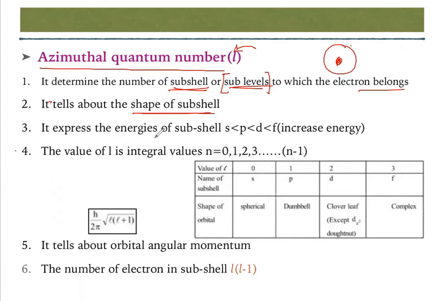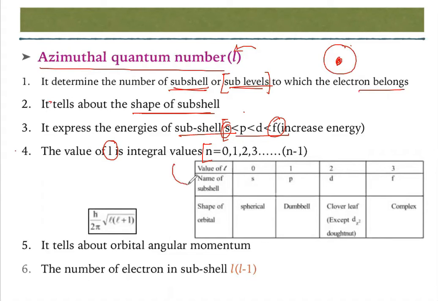Next, it expresses the energy of the subshell. The subshells are S, P, D, F, and you have to remember them. If you arrange the subshells according to their energy, F has the highest energy and S has the lowest energy. Next, the value of l is an integral value from 0 to n minus 1, that is 0, 1, 2, 3 and so on. So basically the value of n determines the value of l.